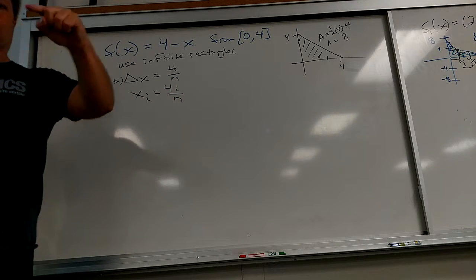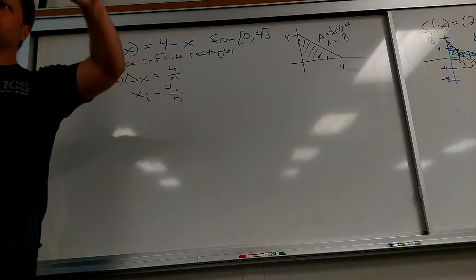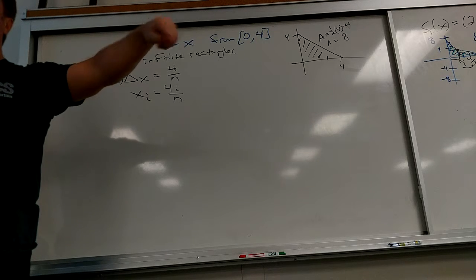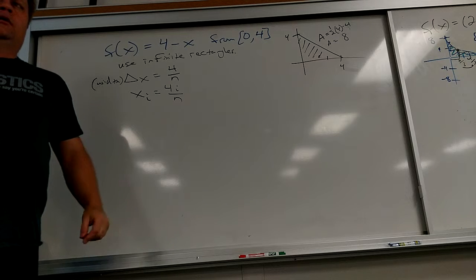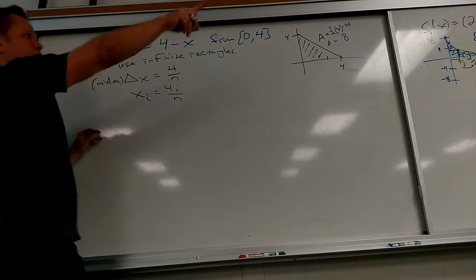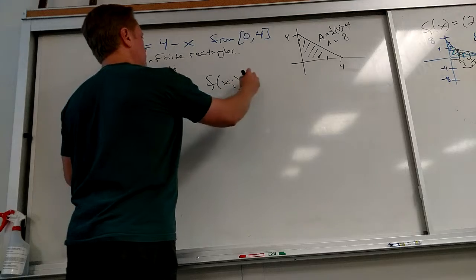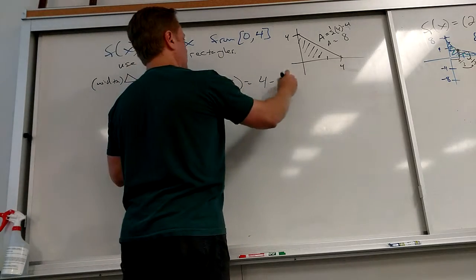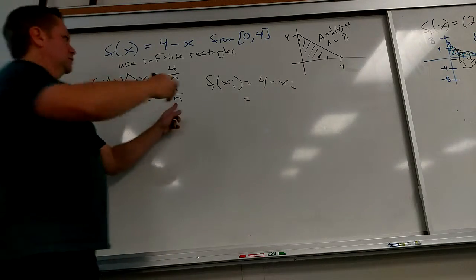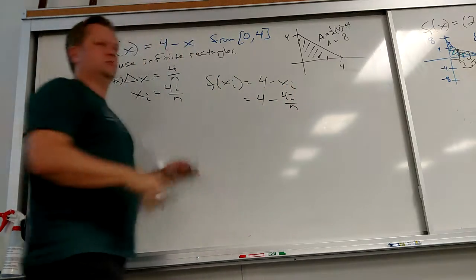To figure out the height, the first rectangle's side would be at 4 over n. For the next rectangle, the height would be at 8 over n. I would take another step, and so forth. Then I need to find f of xi. Let's do it in 2 steps. f of xi is just 4 minus xi, but I know what xi is, so f of xi is 4 minus 4i over n.